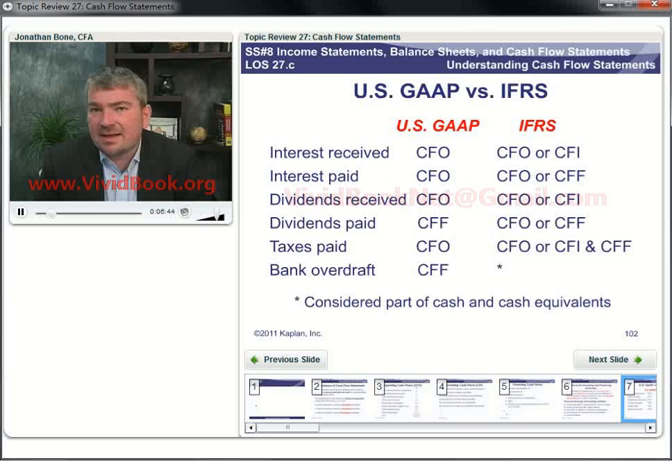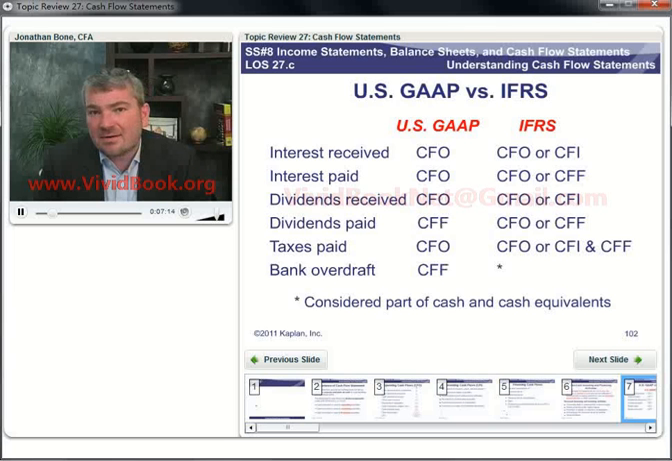Taxes paid then, all tax goes through CFO under US GAAP, however under IFRS we can split it. Taxes on our key business operations go through CFO. Taxes that result from the disposal of assets would go through CFI, and any tax to do with financing items such as maybe early retirement of debt, etc. would go through CFF.